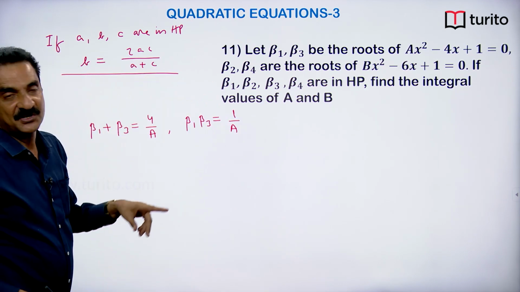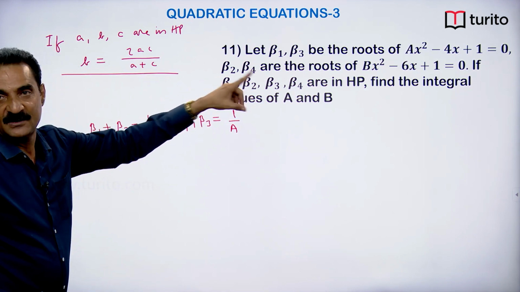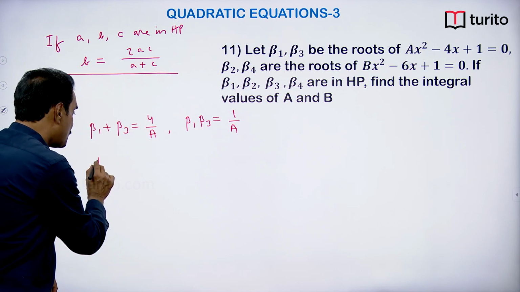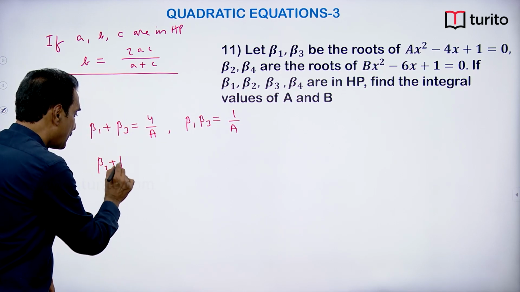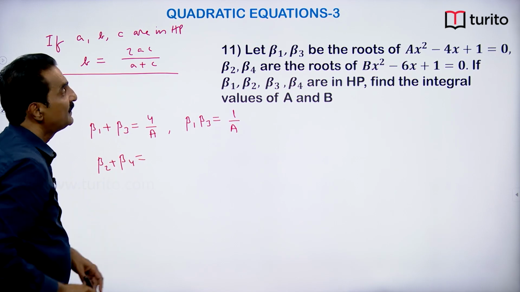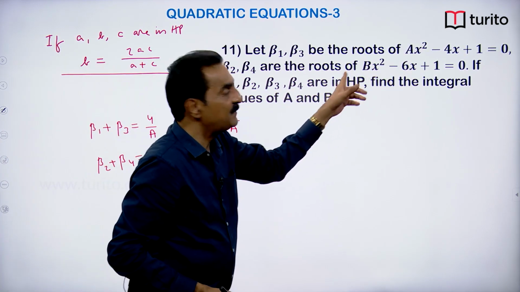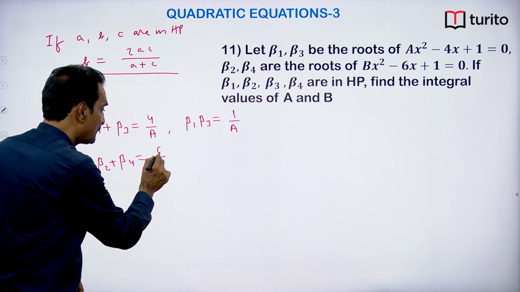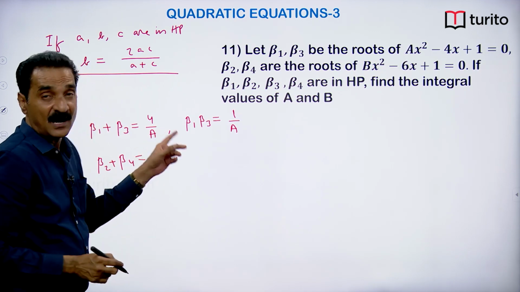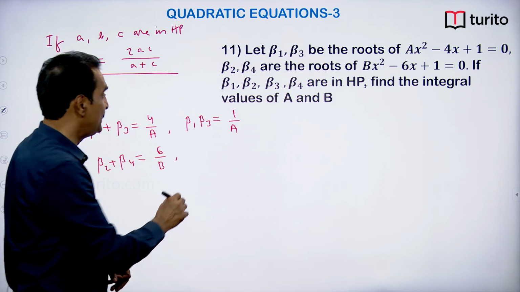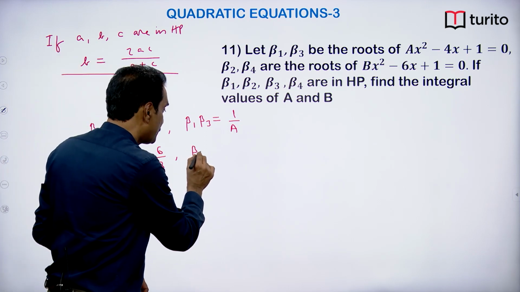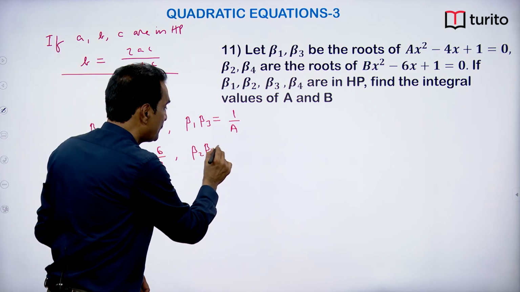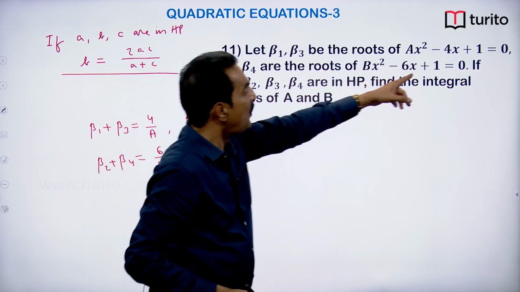Now, for the second equation, beta 2, beta 4 are the roots. So, beta 2 plus beta 4 is what? 6 by B. And beta 2 beta 4, product of the roots, will be how much? 1 by capital B.